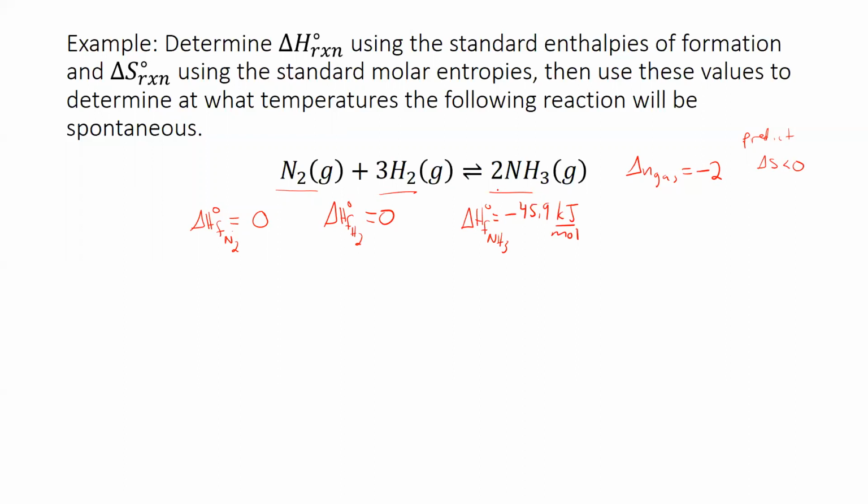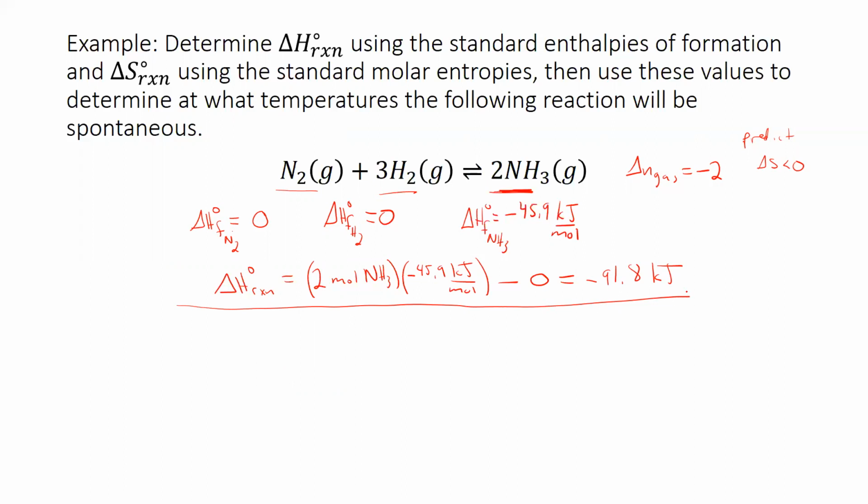You'll notice that this reaction makes 2 moles of ammonia, which means this is 2 times that value. So the delta H of this reaction is going to equal 2 moles of NH3 times that standard enthalpy of formation, minus the standard enthalpies of formation of both reactants, which are 0. We wind up, very simply, with the standard enthalpy of the reaction as written above as 2 times the standard enthalpy of formation: negative 91.8 kilojoules.